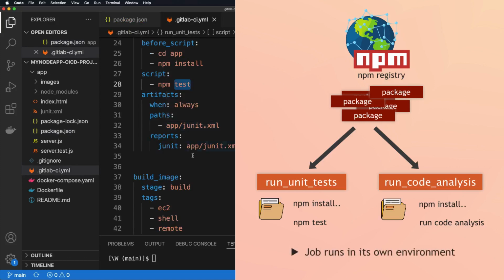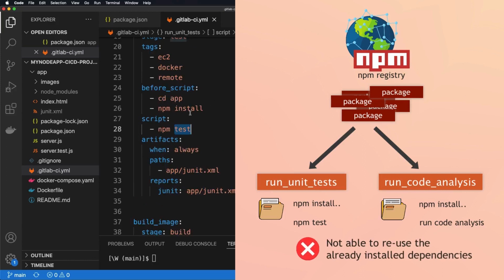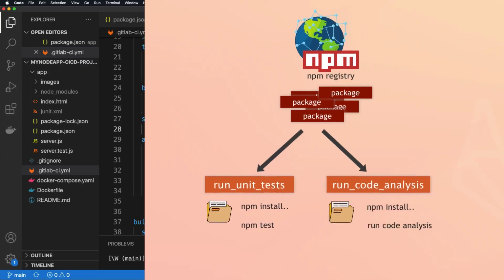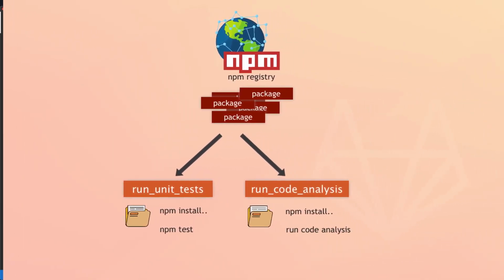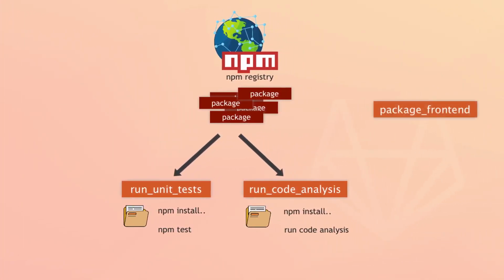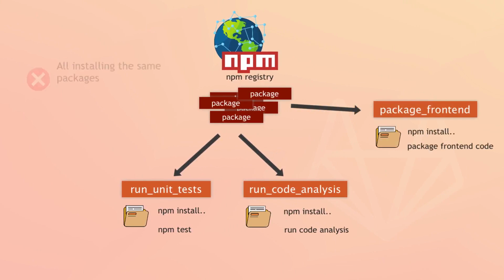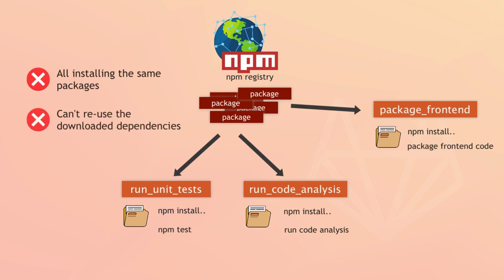But since the job will run in its own new environment, it will have to fetch its own dependencies in the node modules folder itself. It cannot reuse the node modules or the dependencies installed by this job. And we could have another job that maybe compiles and packages the front-end code that will also need to install dependencies separately. So they're all installing the same exact dependencies because they can't reuse the dependencies from the previous job.